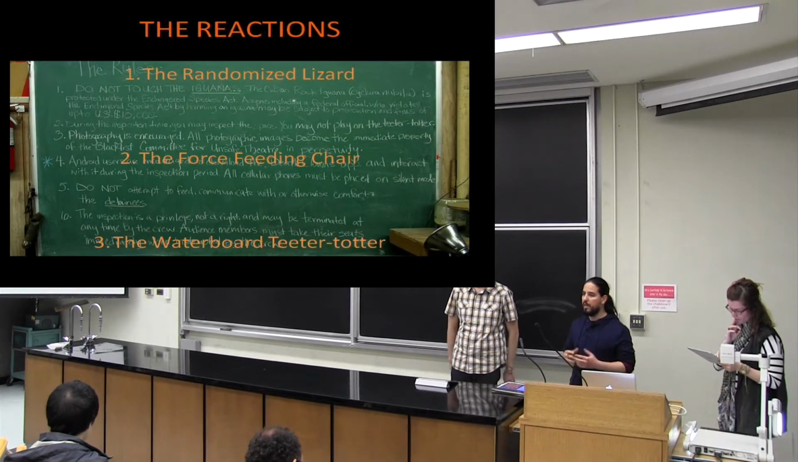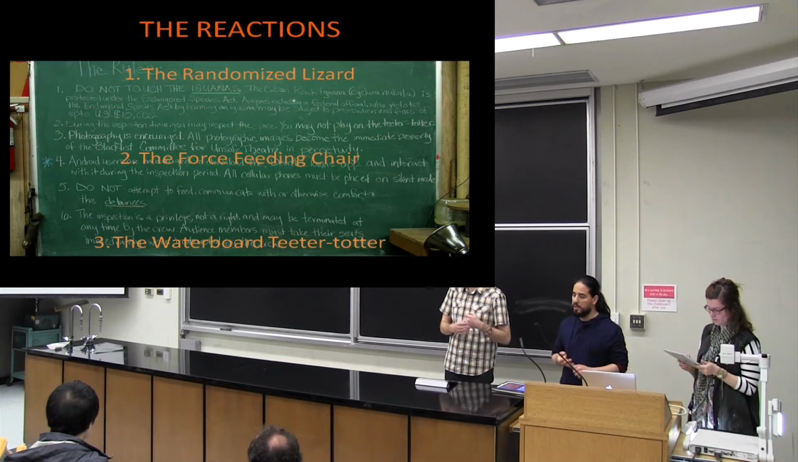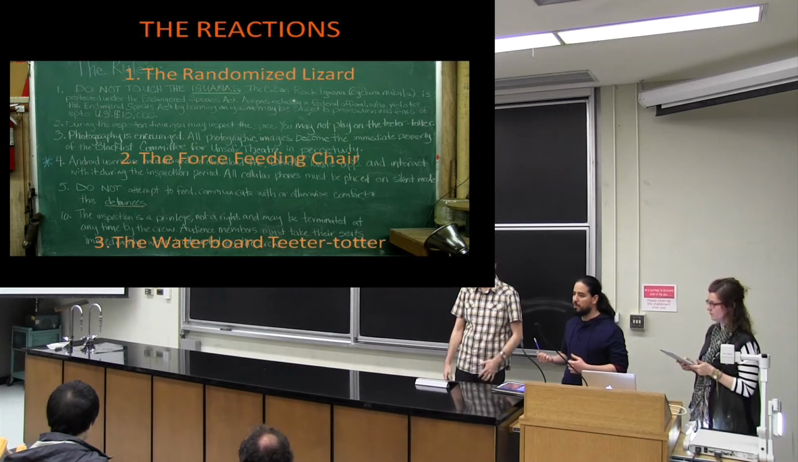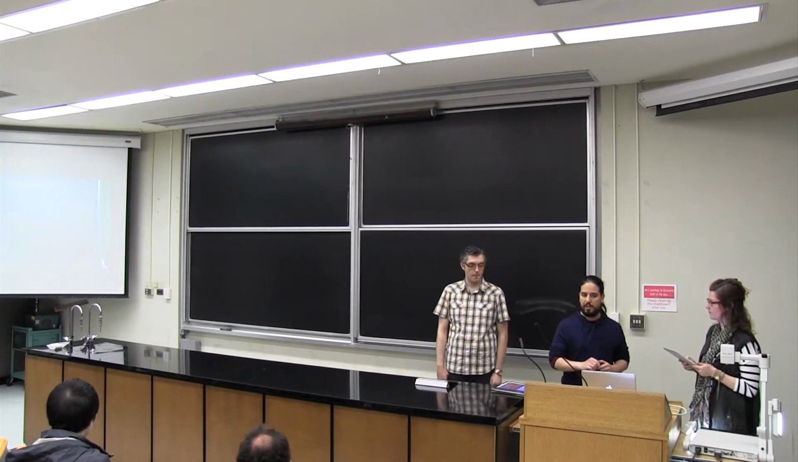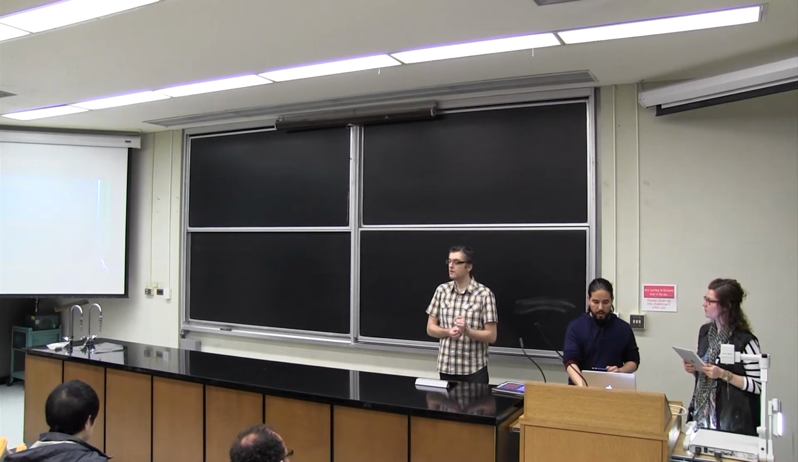The app would recognize different objects and would have three different reactions to each of these objects. The objects are the randomized lizard, the force-feeding chair, and the waterboarding teeter-totter. Those will be discussed next, and we will show you what they actually show.